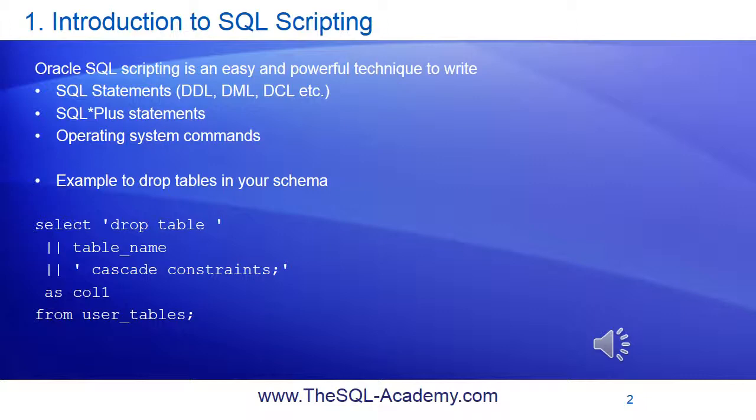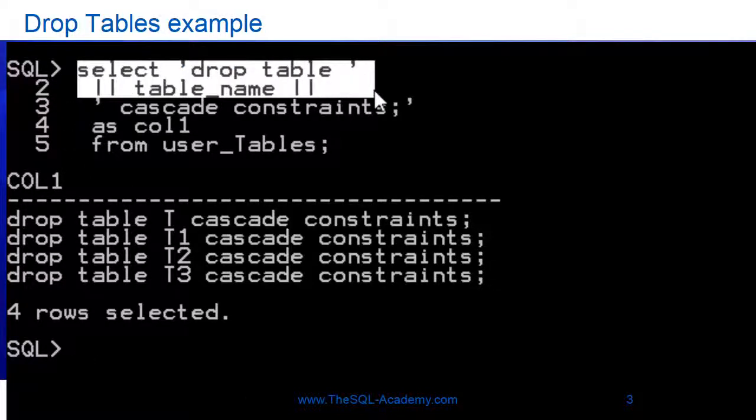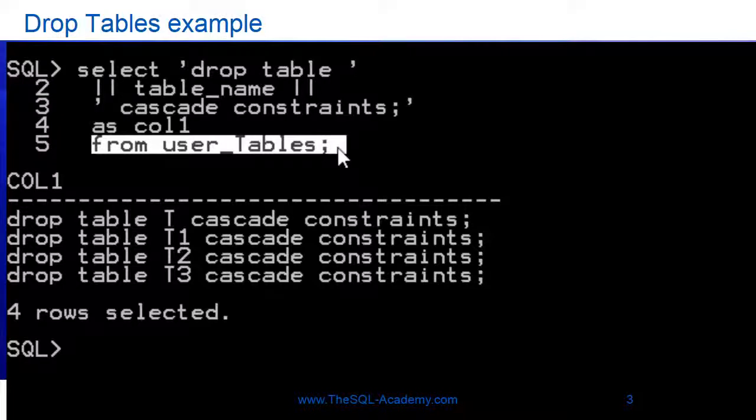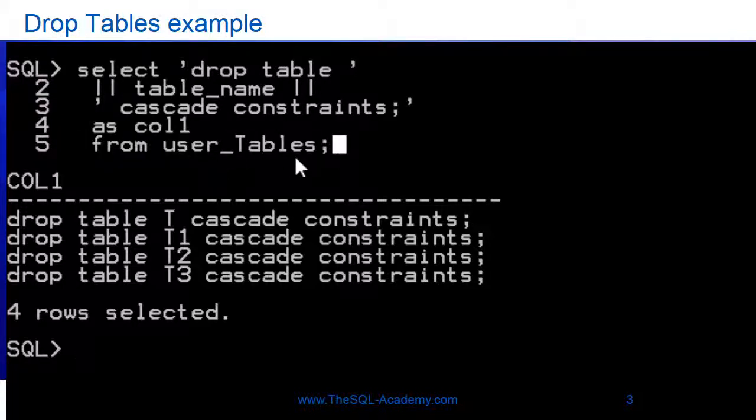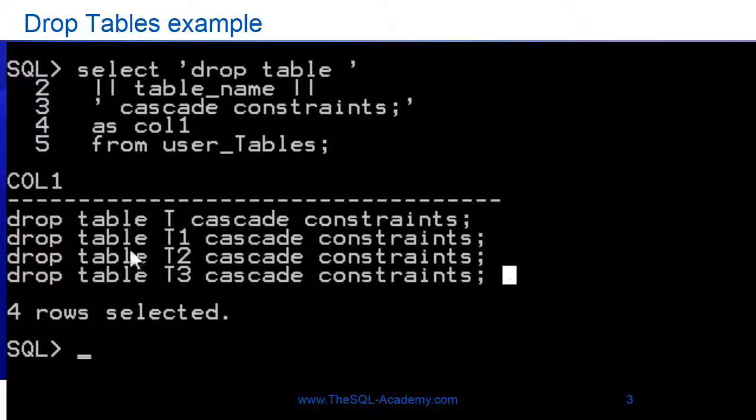Here is a demo. Here is my simple script. Select 'drop table ' concatenated with the table name, concatenated with ' cascade constraints' as column 1 from the user_tables data dictionary view. user_tables has a listing of all the tables I have. So here the DDL command to drop all my tables is created. All we have to do is copy and paste it, or we can spool it to a file, edit the file a little bit, and run it using the run command.